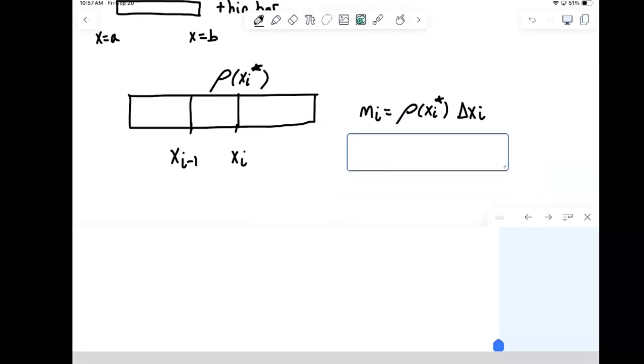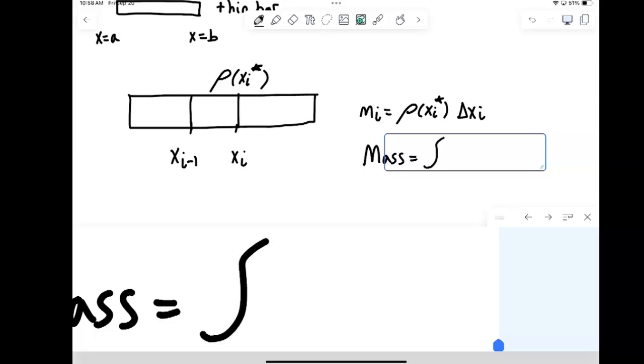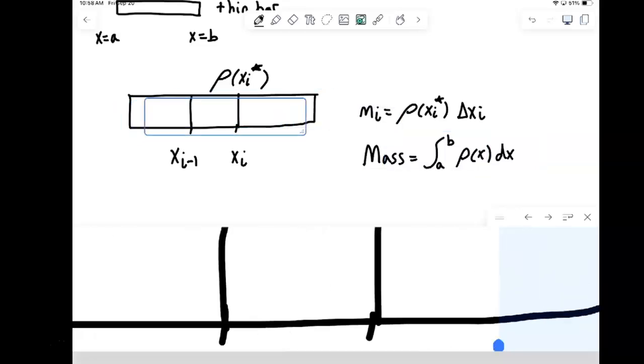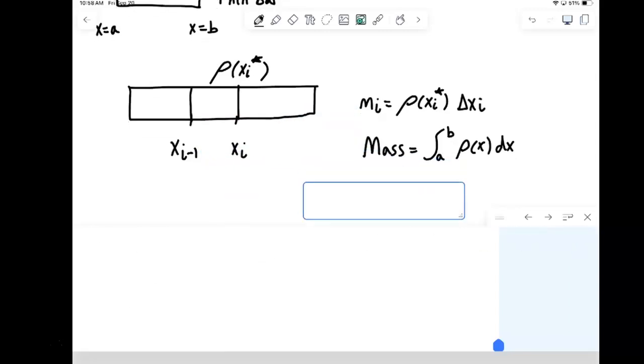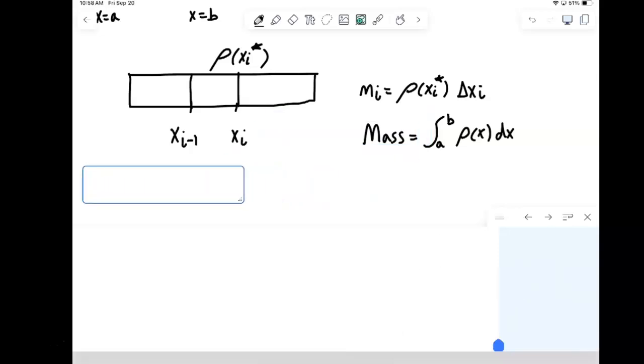We would take the limit and then transform into an integral, where the mass of your wire is simply the integral from a to b, the length that you're going along, of your density function integrated with respect to x. So this is our function, and we can use this to compute the mass of a thin wire, or again a thin metal bar, where its density varies across its length.